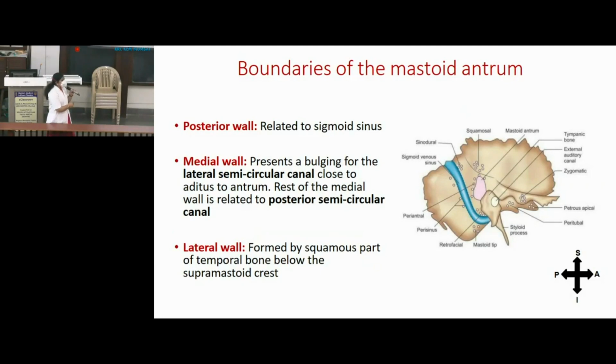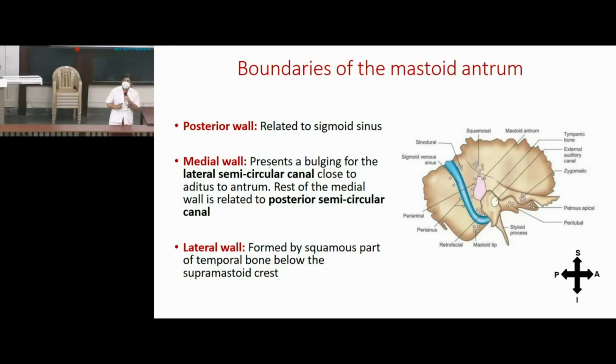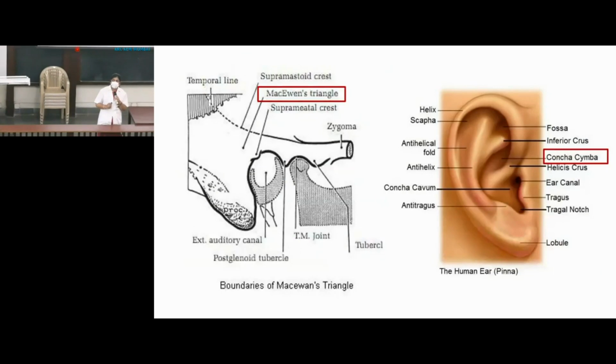The lateral wall is formed by the squamous part of the temporal bone, and on the medial wall there are the posterior semicircular canal and the lateral semicircular canal. So this is the mastoid antrum.